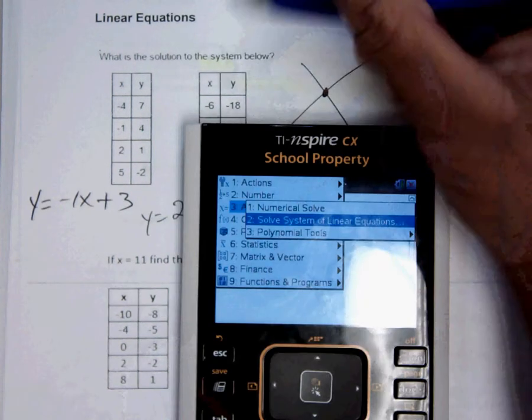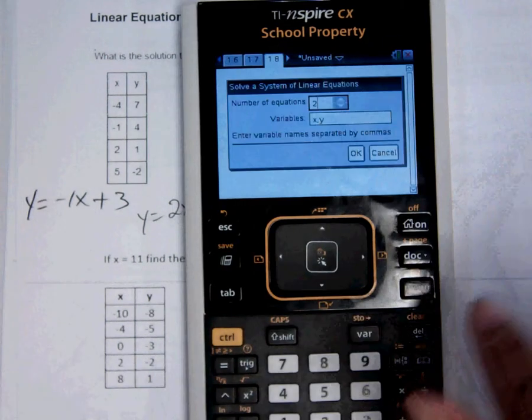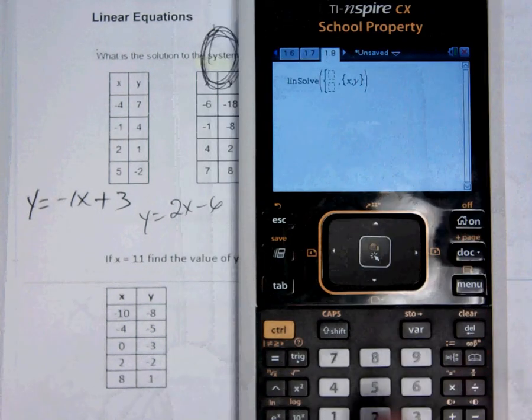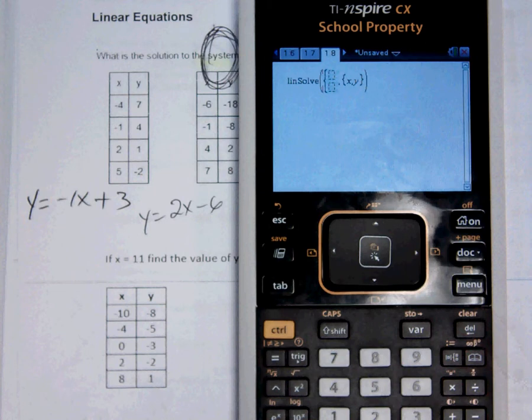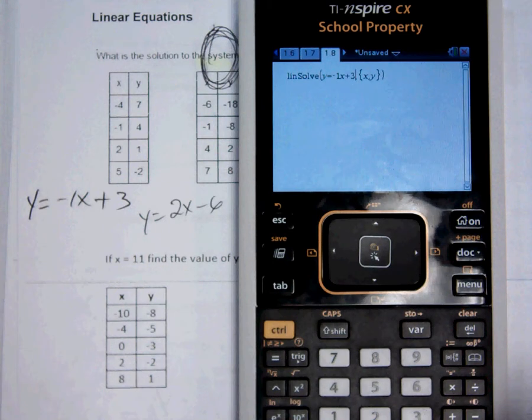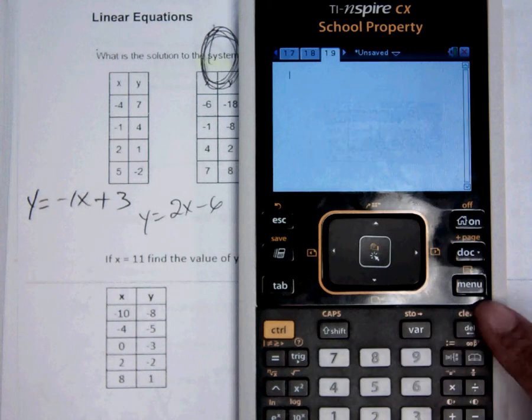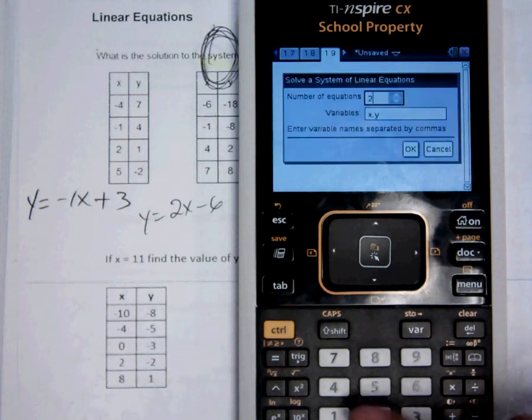How do I know that? It says it right there. System. So now we put in our two equations. Negative, we have to put the y equals negative 1x plus 3. And I think I deleted something, so I'm going to start over. And I don't know what I did wrong. So menu 3, 2. There we go.